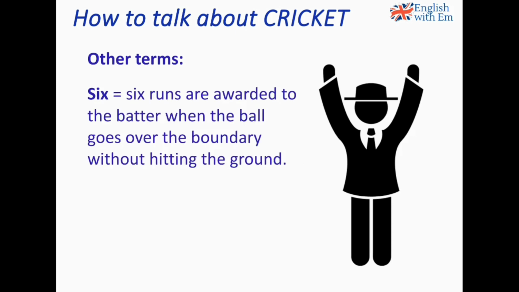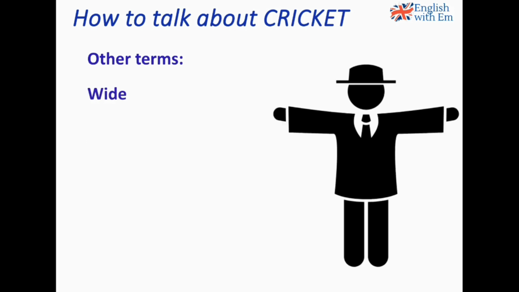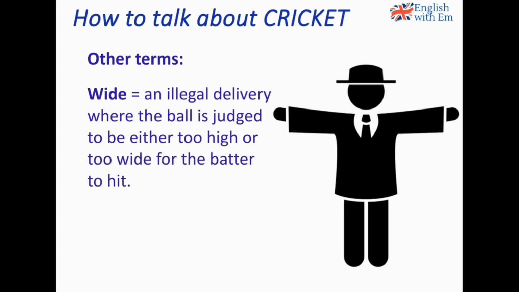6. 6 runs are awarded to the batter when the ball goes over the boundary without hitting the ground. Wide. An illegal delivery where the ball is judged to be either too high or too wide for the batter to hit.